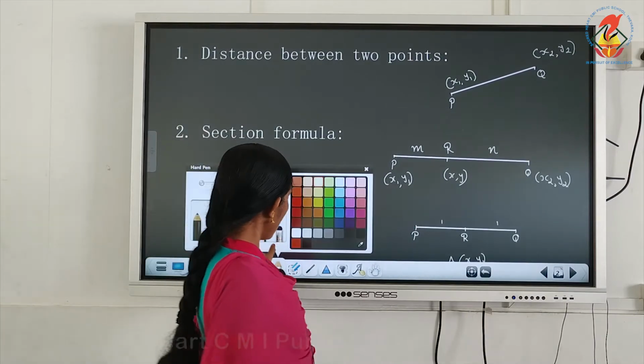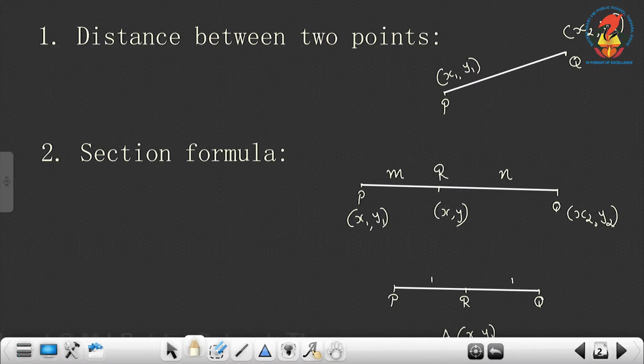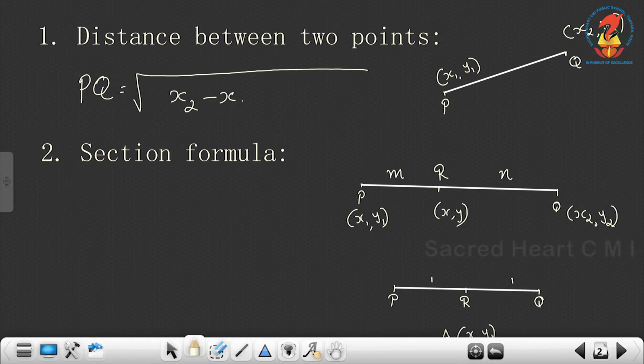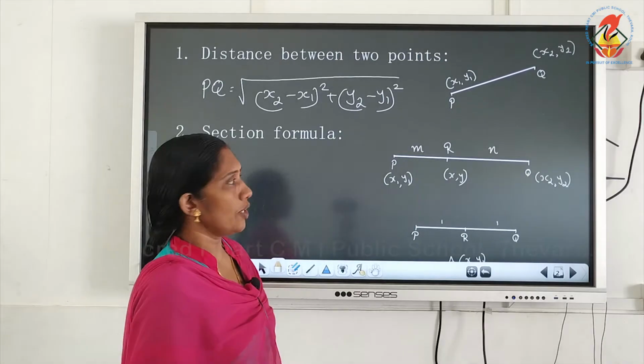So the first one is distance between 2 points. P and Q are 2 points. P is (x1, y1), Q is (x2, y2). And what is the distance between P and Q? The distance between P and Q is denoted as PQ, that is defined as square root of (x2 minus x1) whole square plus (y2 minus y1) whole square. This is the distance between 2 points P and Q.